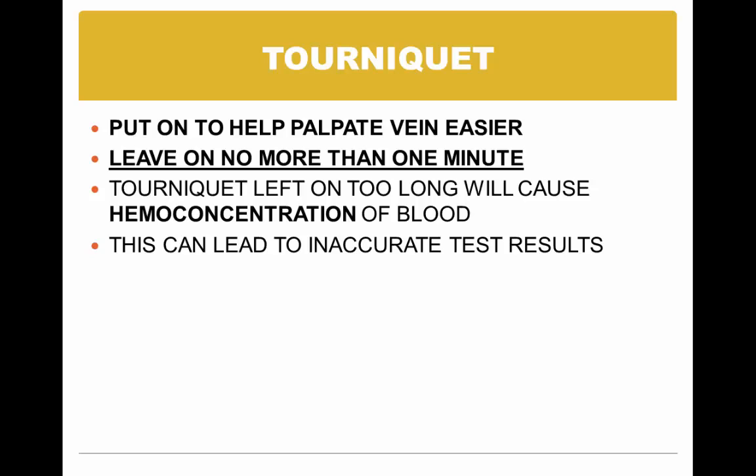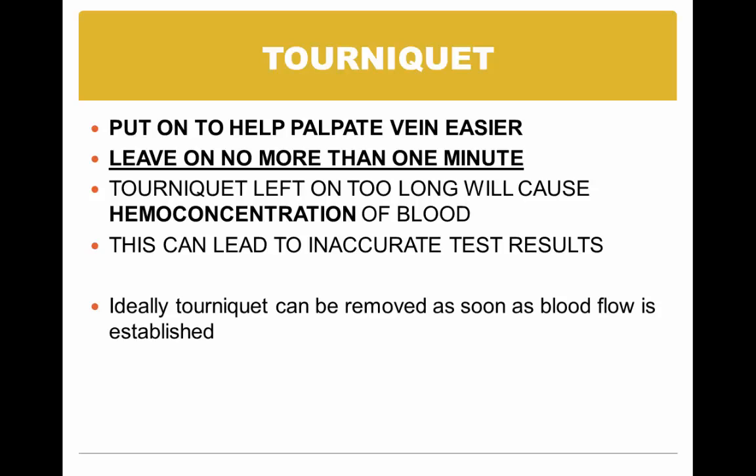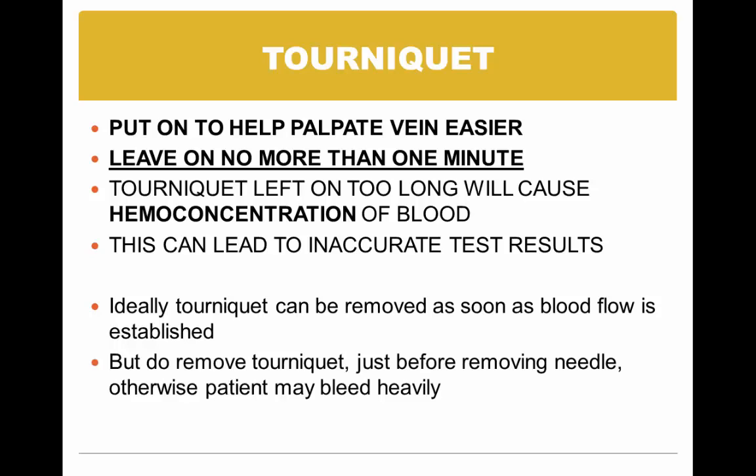The tourniquet you want to put on to help palpate the vein easier. You want to make sure you're leaving the tourniquet on no more than 1 minute. If the tourniquet is left on too long, it will cause hemoconcentration of blood, which can lead to inaccurate test results. Okay? Hemoconcentration is increased concentration of constituents in the blood. For example, increased potassium can happen with this when in actuality it's not really that high. If they have a skin rash on their arms, for instance, apply the tourniquet over their clothes.